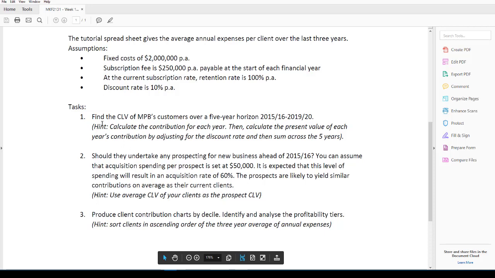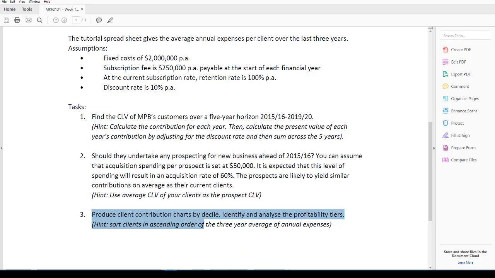We have 3 tasks. The first task has been done. We have found the CLV for each customer. So I will first address the third question because it's closer to the first one, and then I will answer the second question. The third question is: produce client contribution charts by deciles and identify and analyze the profitability tiers. So we have to sort clients in ascending order in terms of their value.